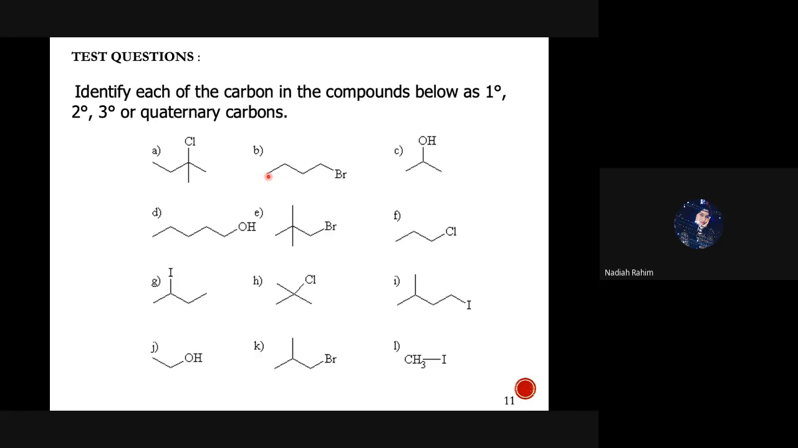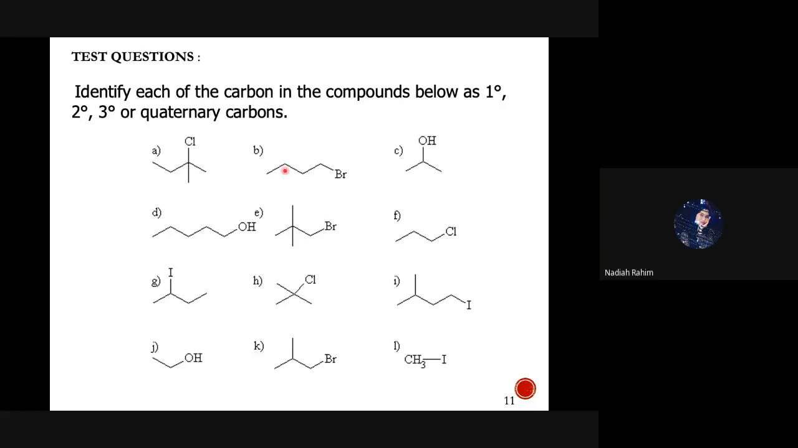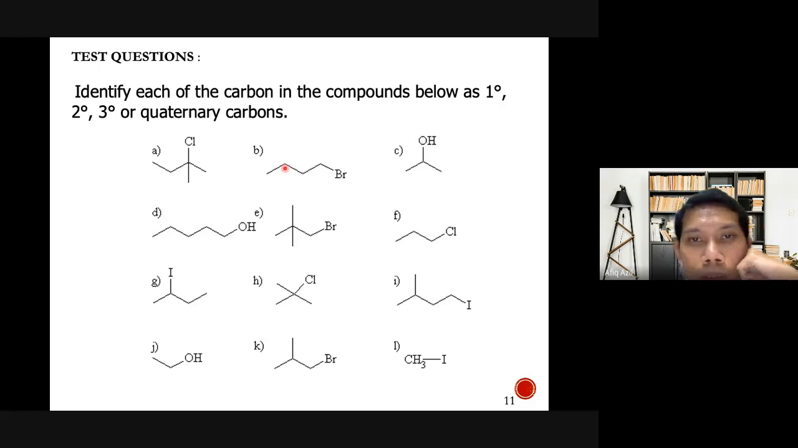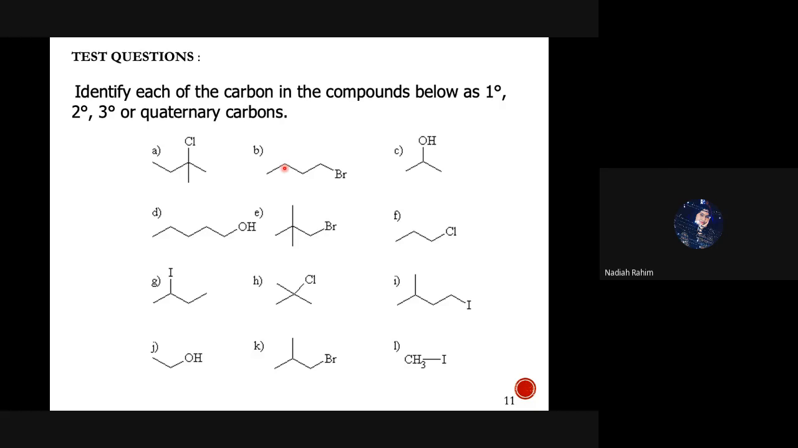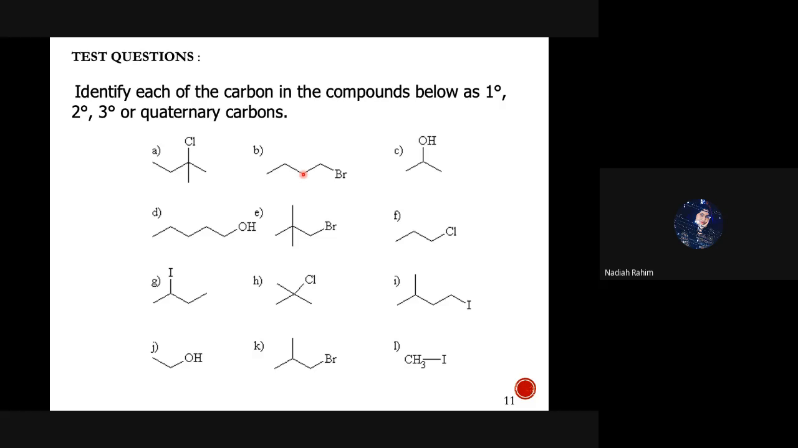That one is BR is primary. Okay, this one is primary. Okay. So this one? This one secondary. Secondary, okay. How do you tell the difference? Sorry? I can't hear you. How do you tell it is secondary?